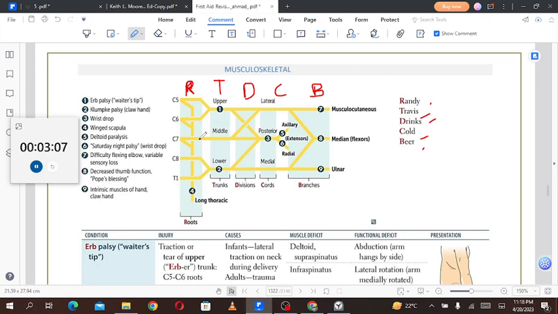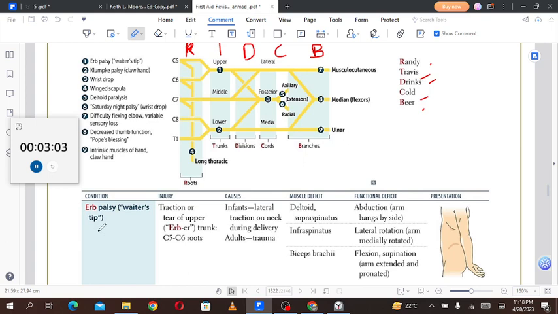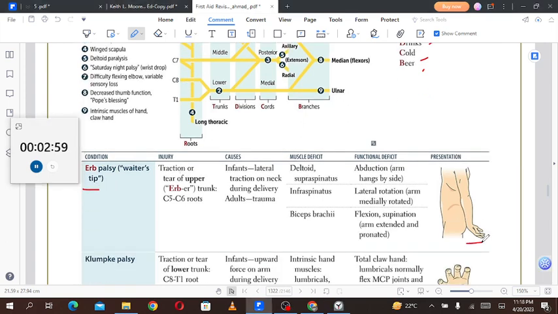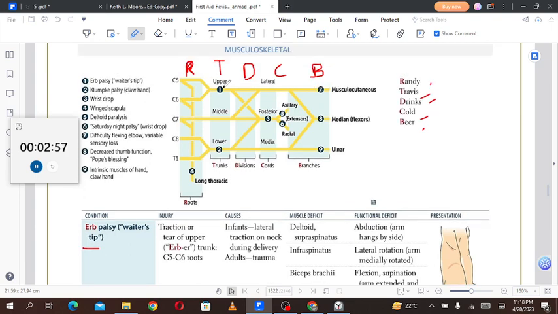Now there are different types of lesions which are associated with different points on the brachial plexus. Number one, we'll talk about Erb's palsy or the waiter's tip. So what is waiter's tip? It is a posture like this one. So what happens in that? There is damage to the upper trunk. The upper trunk originates from C5 to C6, and that was giving rise to the musculocutaneous nerve.